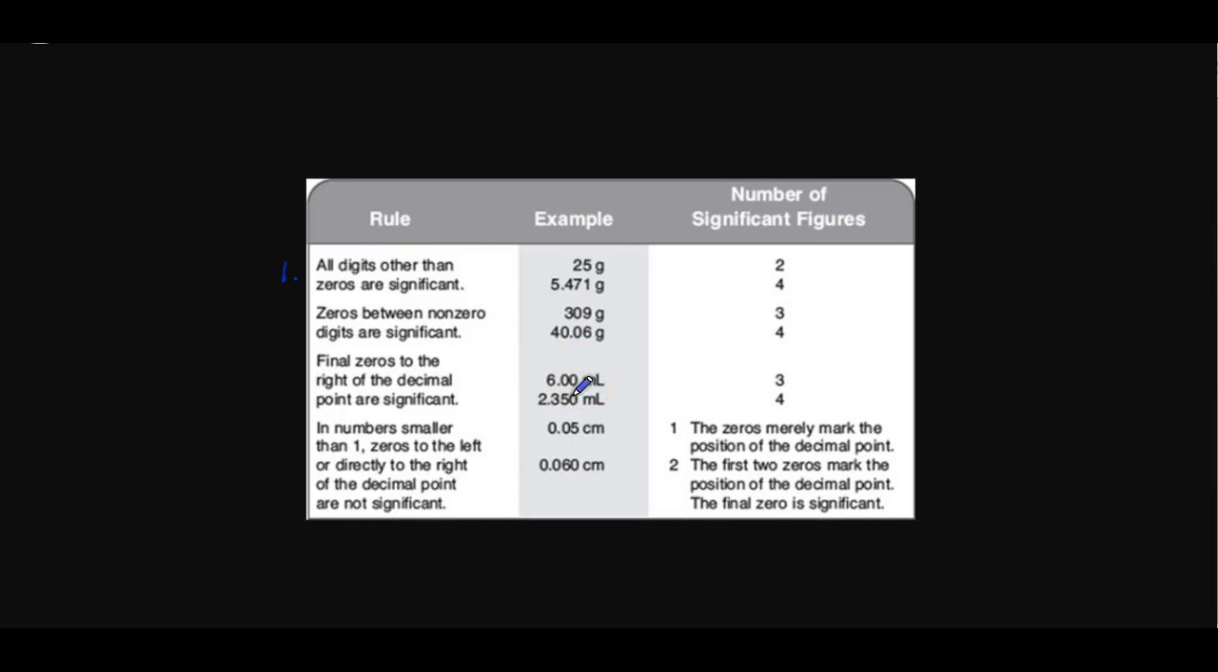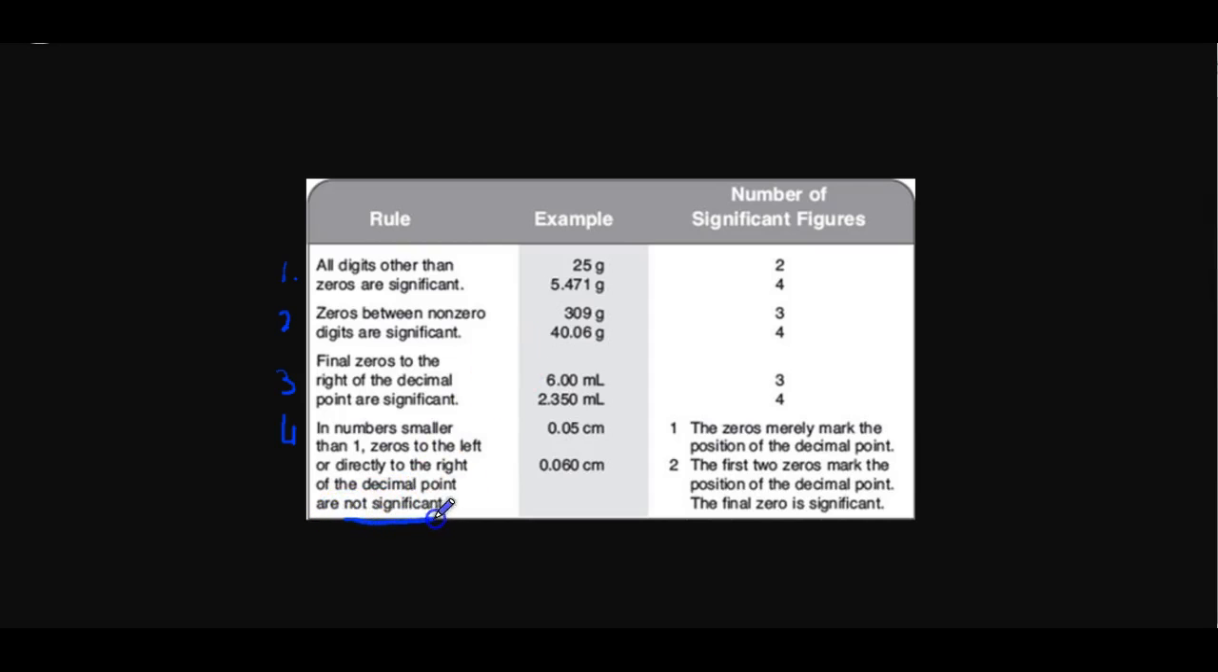Okay, and then here we've got 4 significant figures as well. So the same reasoning. Okay, oh, I didn't label these. You can label them 1, 2, 3, 4. Okay, so in numbers smaller than 1, zeros to the left or directly to the right of the decimal point are not significant.